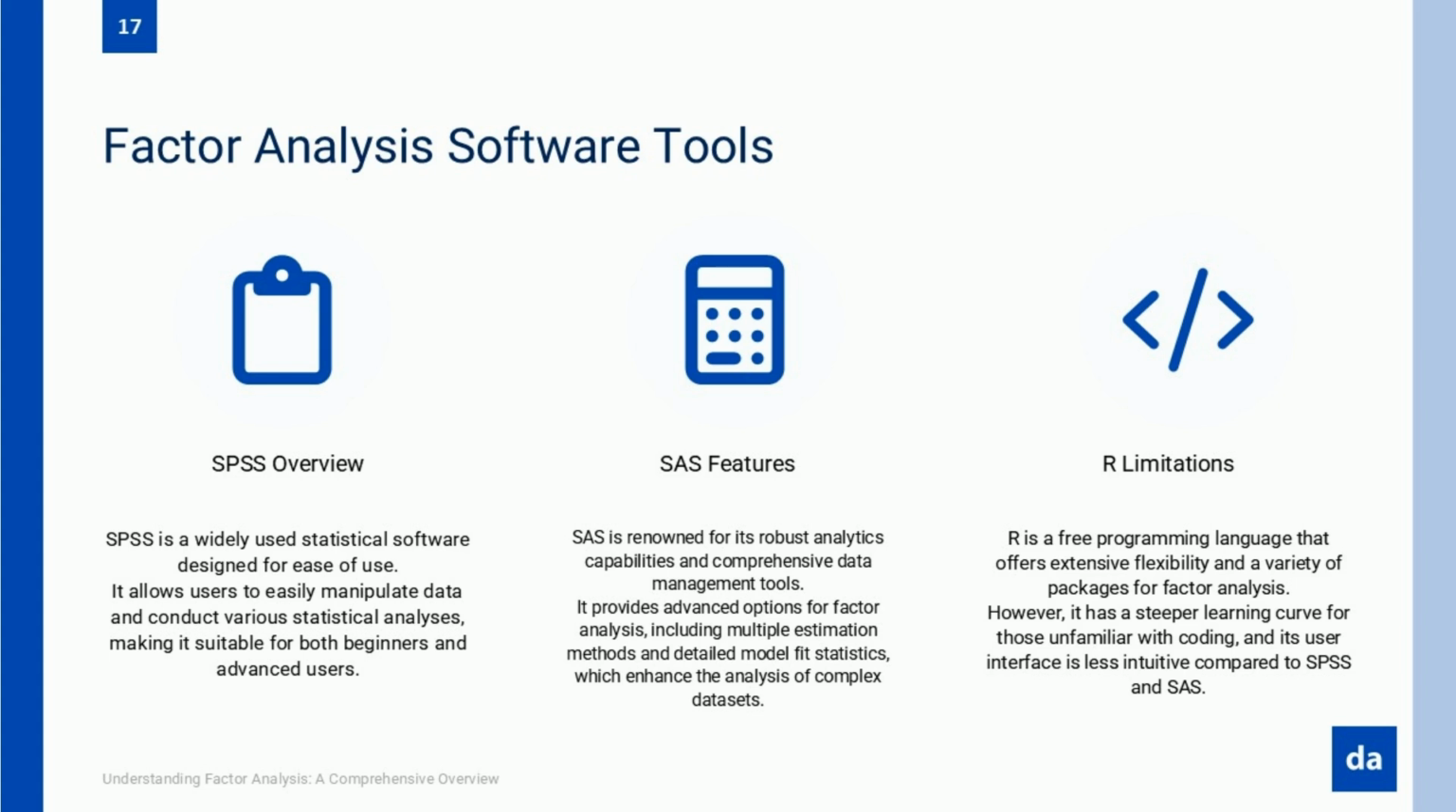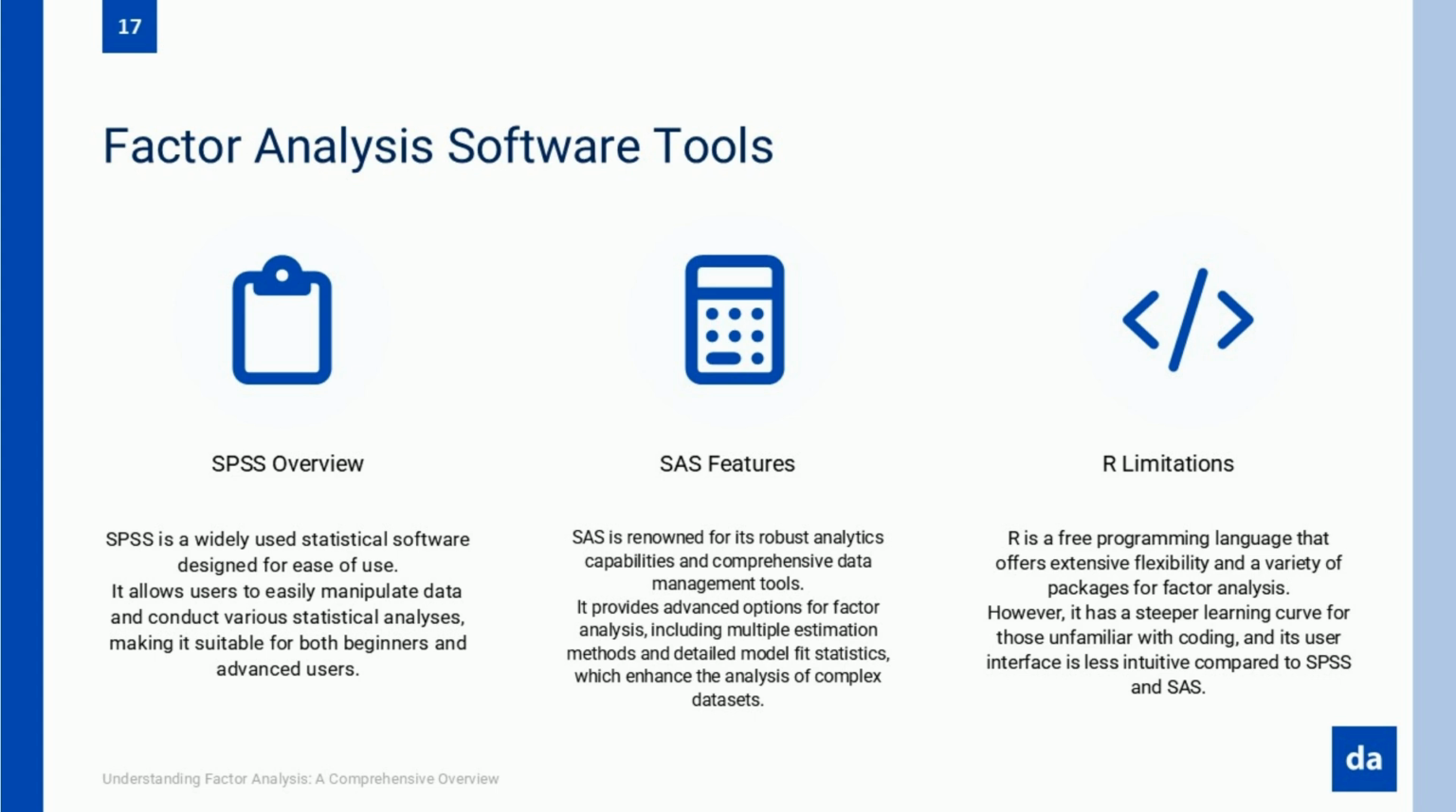Let's start with SPSS, the automatic transmission of statistical software. It's great for beginners because of its point-and-click interface, making it easy to run factor analysis without writing a single line of code. If you want a quick and simple solution without diving into deep customization, SPSS is a solid choice. But like an easy-to-drive car, it has some limitations. Less flexibility for advanced modeling and fewer options for tweaking parameters.